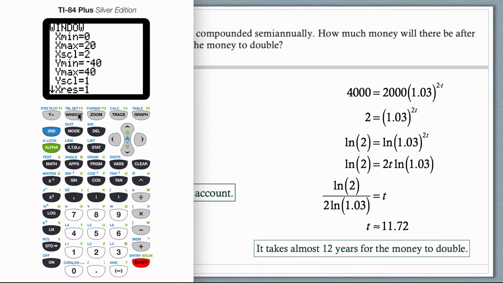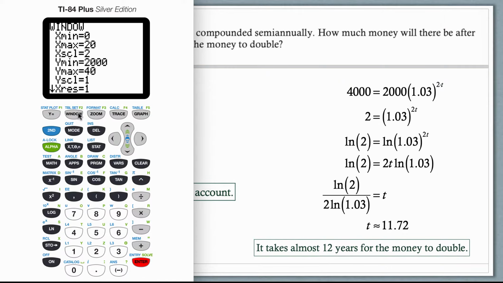Now the y values, our minimum here is 2,000. It's what we're investing. So that's what I'm going to make my y min. My y max is going to be 4,000. But because I want to be able to see the intersection of that left and right side, I'm going to go a little bit above and go up to 5,000.